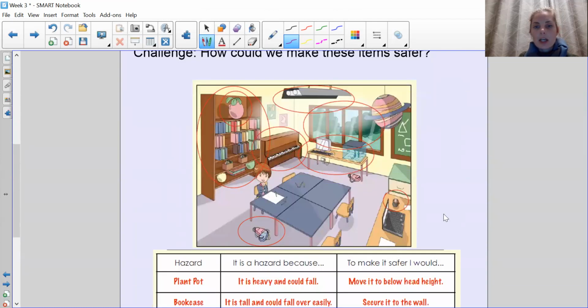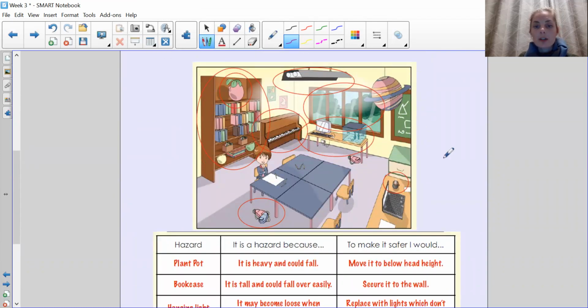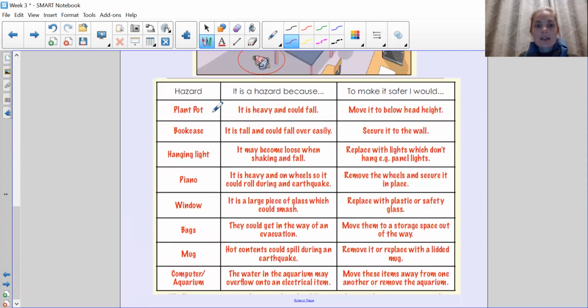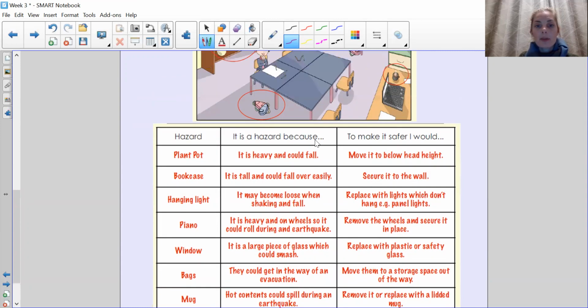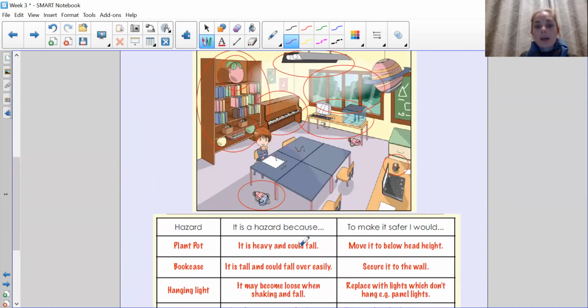Okay, let's see how well you did. So here are a number of items that have been circled that could cause danger. All right, so here are the hazards, so things that could cause harm. So we listed them there. All right, why would this cause harm? Okay, well, for example, that pot plant that we spoke about on the bookcase at the top here, it is very heavy and it could fall. So we should rather move it to below someone's head height, because if I was standing underneath this bookshelf and an earthquake hits, this pot plant could fall on my head and it could knock me out or cause me a lot of harm. So I would move this pot plant to perhaps a safer level so that if it did fall, it's not going to fall on my head.